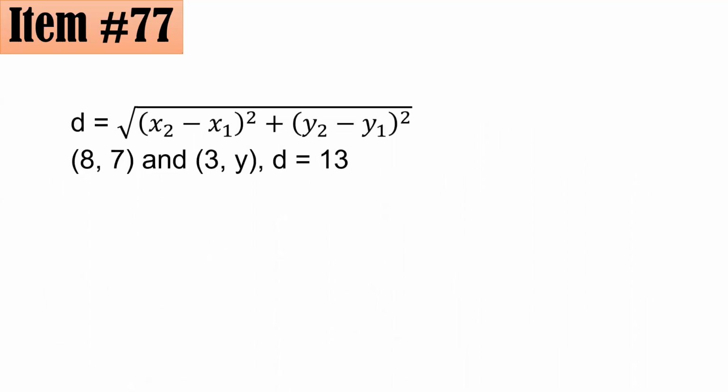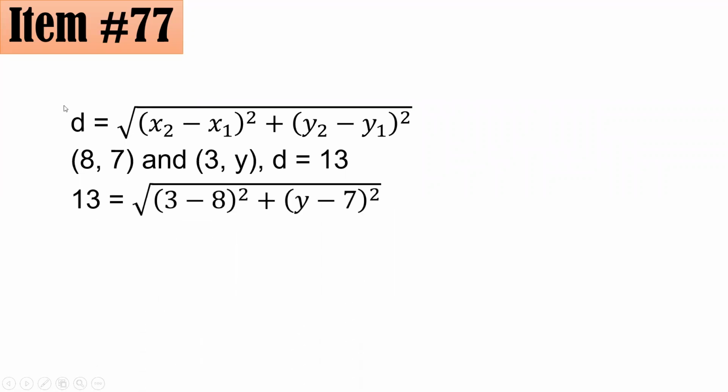So applying po yung distance formula, no? So yung 8 po yung x sub 1, 7 yung y sub 1, 3 is yung x sub 2, y ito yung y sub 2, and the D is 13. If you do the substitution, ito po yung magiging katumbas niya. That's 13 equals the square root of the quantity 3 minus 8 squared plus y minus 7 quantity squared. So in my case, no, I simplified the 3 minus 8. It's -5, and -5 squared is 25. And the rest, kinopya ko lang po.